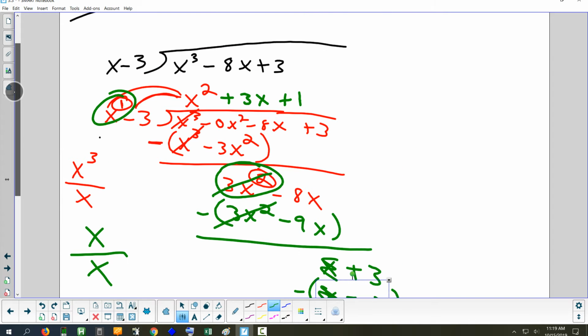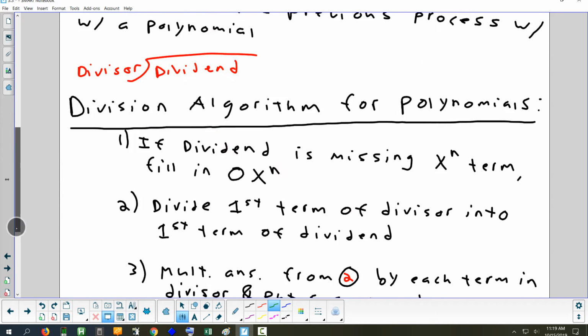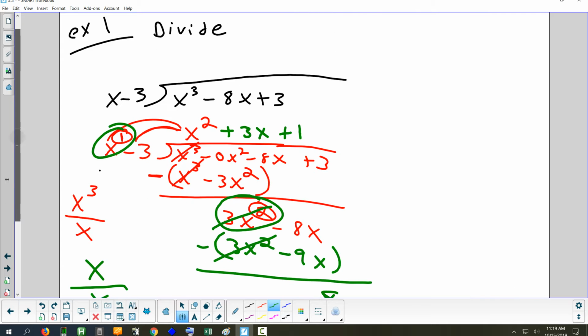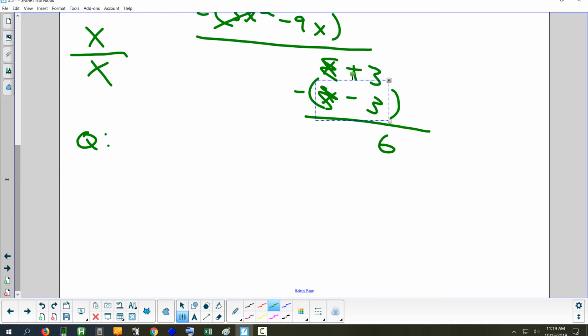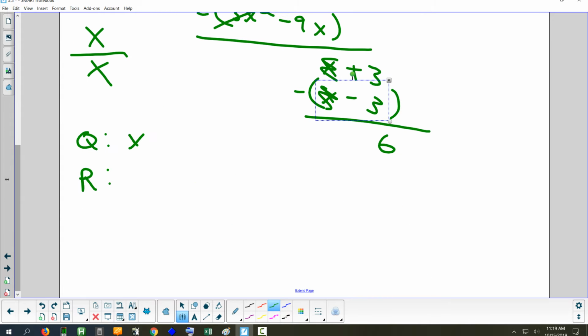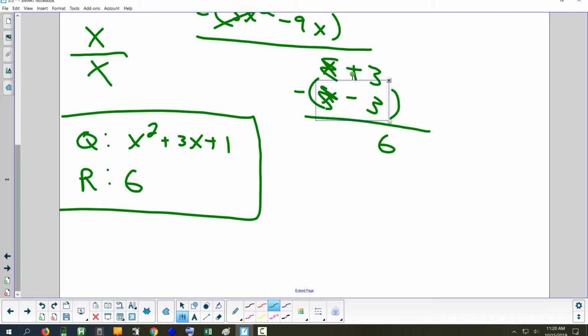So, how do you write your final answer? Well, same way I wrote the final answer right here. There's 2 ways to do it. We can write quotient and remainder separate. Let's do it that way first. So quotient, remainder. Quotient is x squared plus 3x plus 1. Remainder 6. That's fine. Or you can write your answer as quotient plus remainder over divisor. That's another way to write an answer.